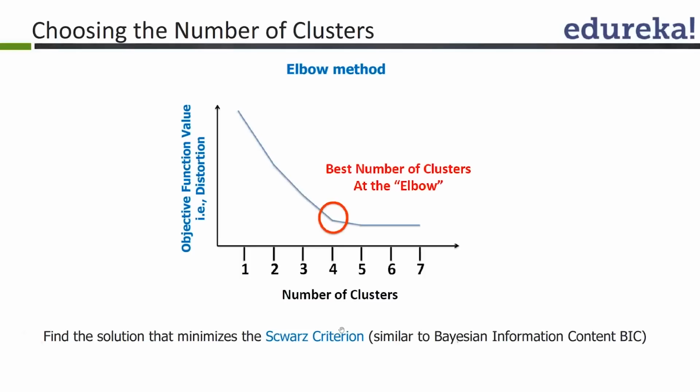And there are other variants of it also. There's BIC, the Bayesian information criterion, that you compute instead of distortion. You compute this quantity and then plot it and look at it. There are many variants of it, but just plotting the distortion should be good enough in practice.